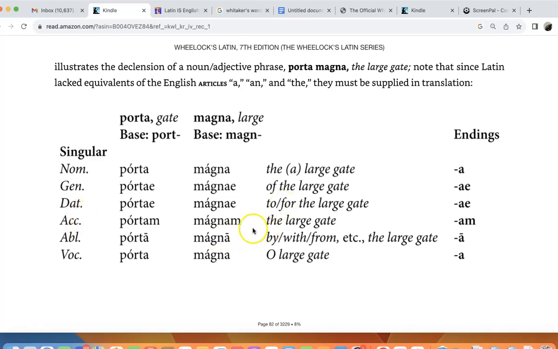Accusative is the direct object. So for example, if we say that I see the large gate, that would be portam magnam video. And I'll give some examples of this in a second. And then you can see where this is a little bit tricky. Anytime you see etc., it means there are lots of possibilities. By the way, etc., of course, comes from the Latin et cetera. By, with, from, at, on, concerning, over, under. It could be all kinds of things. But you can see we have our macron here indicating the ablative.